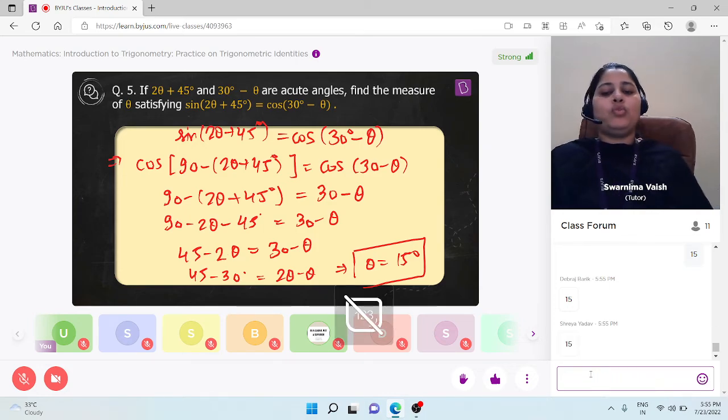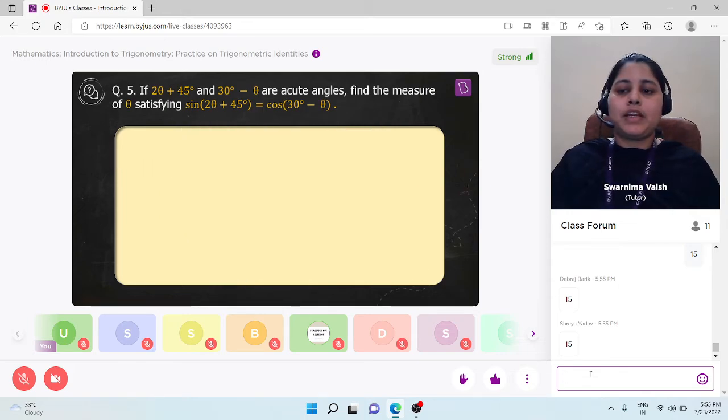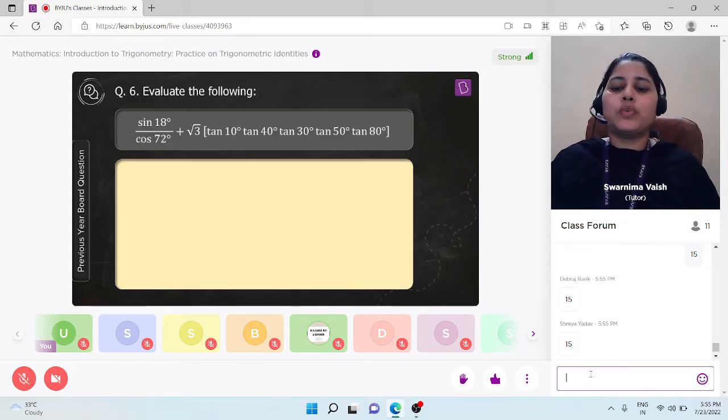Theta will be equal to 15 degrees. Well, students, absolutely correct. Okay, students, let's move on to our next question then. The next question is a previous year board question, students.